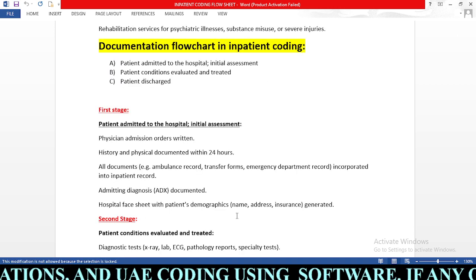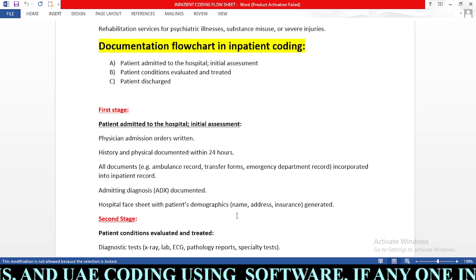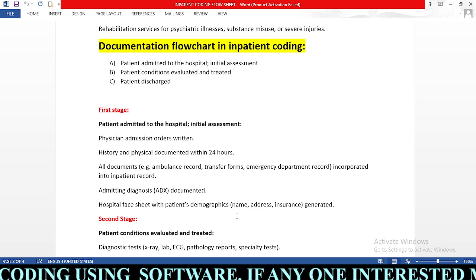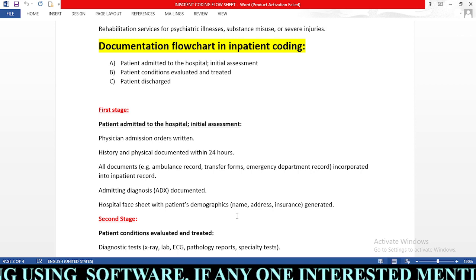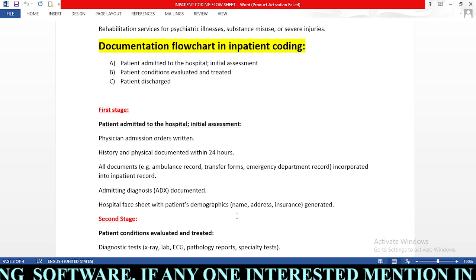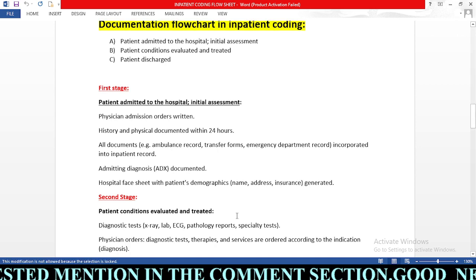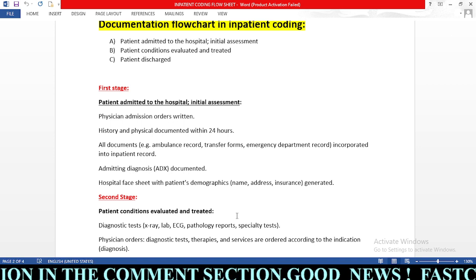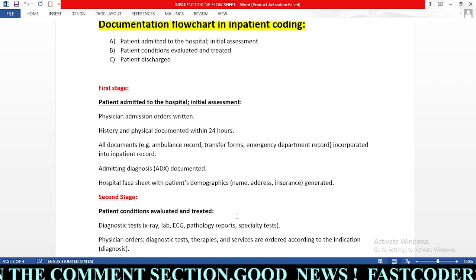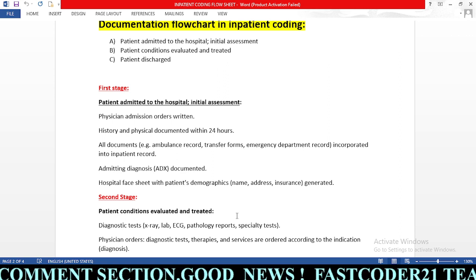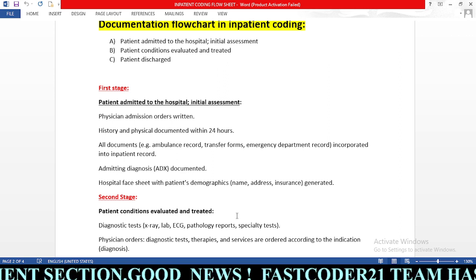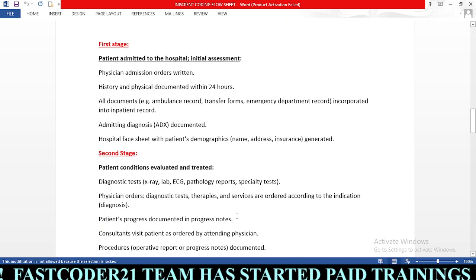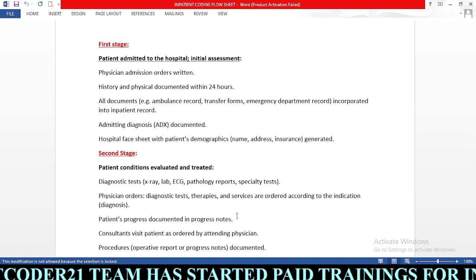So in order to know the documentation flowchart in inpatient, we have divided it into 3 stages. Now we are going to learn each stage individually. In the first stage, the patient will be admitted to the hospital and will undergo initial assessment. In the second stage, the patient's condition is evaluated and treated by the physician. And in the third stage, the patient will be discharged. So here we will learn what happens in the first stage.